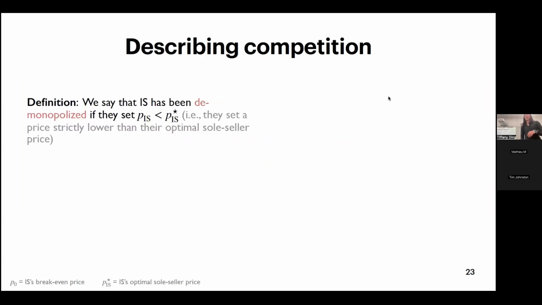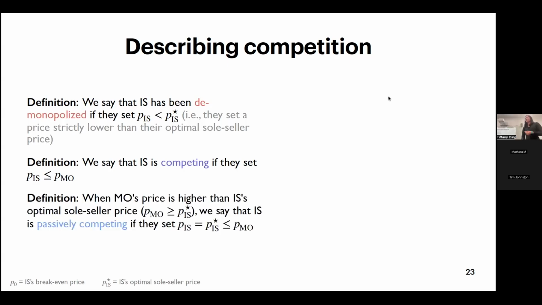Now I'll introduce some language to describe the different types of competition that could arise. So we'll say that the independent seller has been demonopolized if they set a price that's strictly lower than the price that they would have set had the marketplace operator not been a seller. And we'll say that the independent seller is competing if they set a price that does not exceed the marketplace operator's.